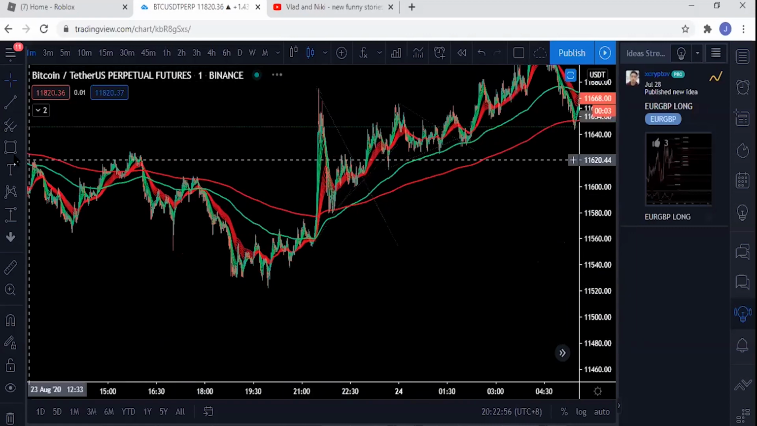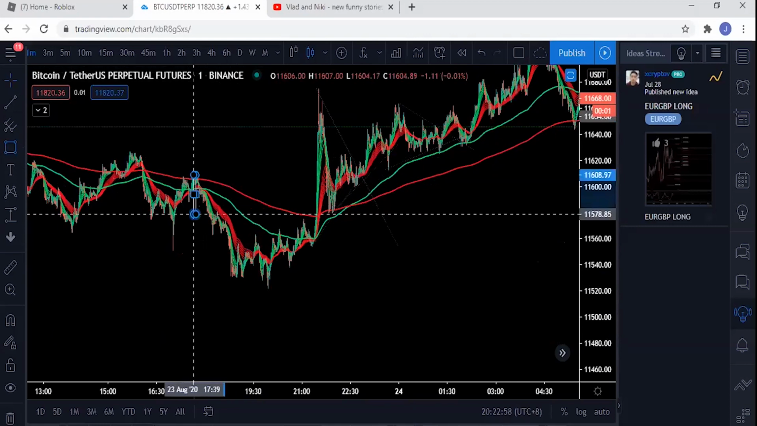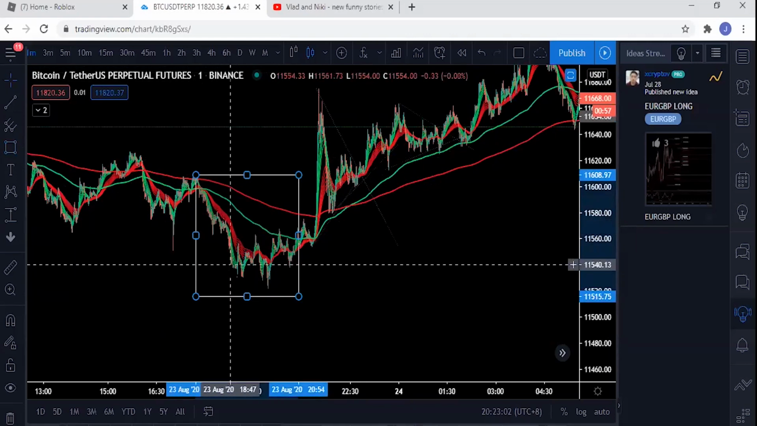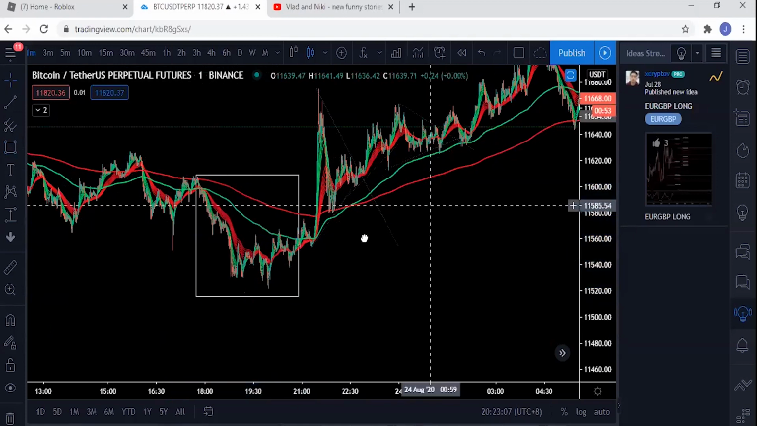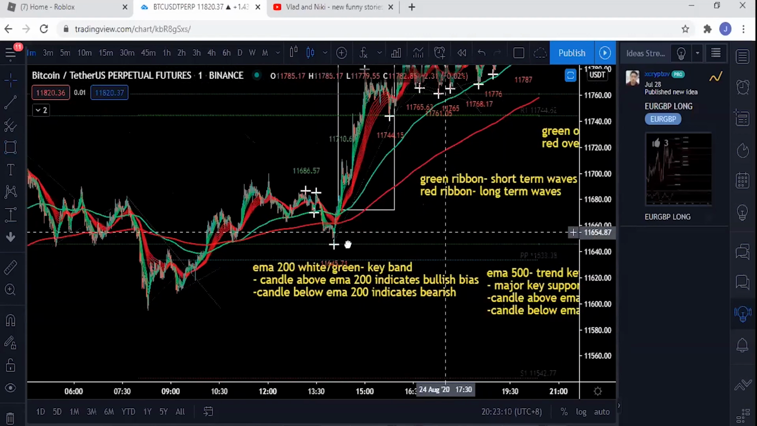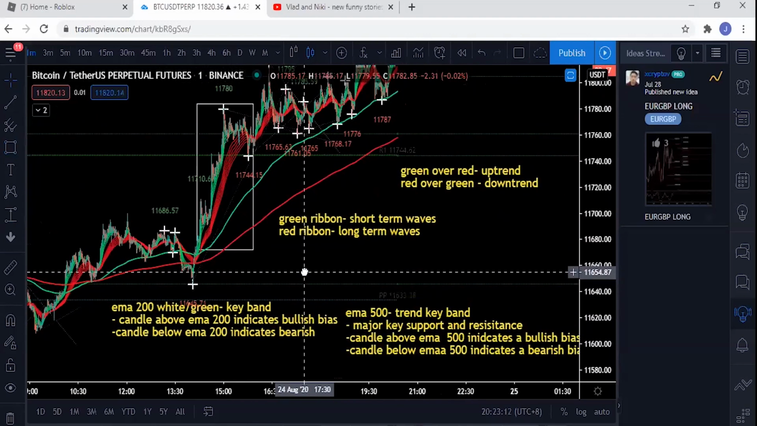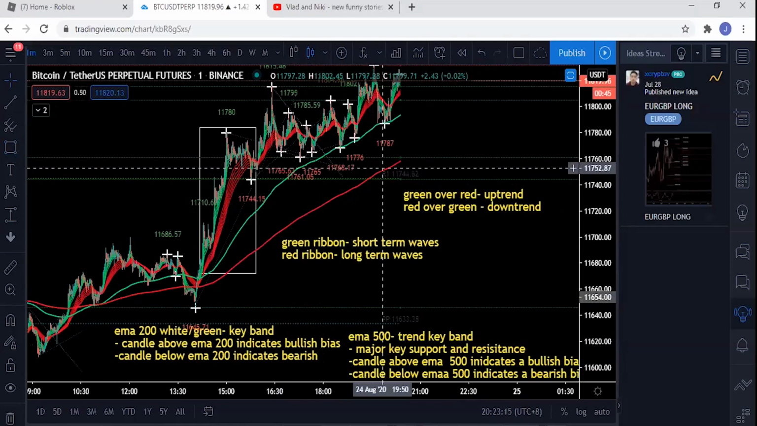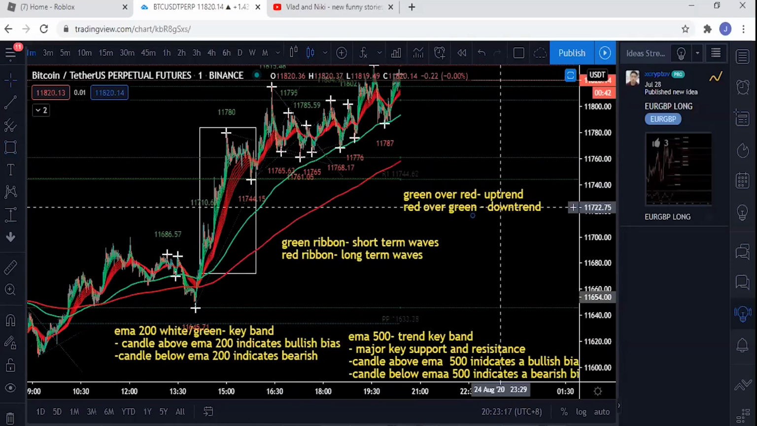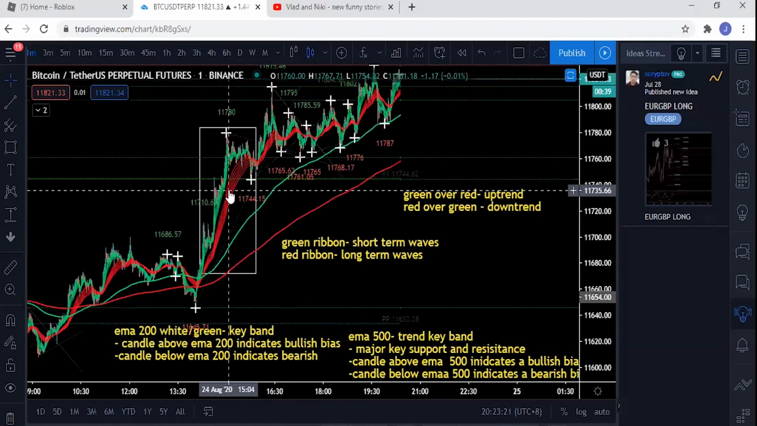This one indicates a downtrend. Red wave over green wave is downtrend or bearish. So did you get it? Now we already know EMA 200, EMA 500. Next is our short-term waves and our long-term waves.